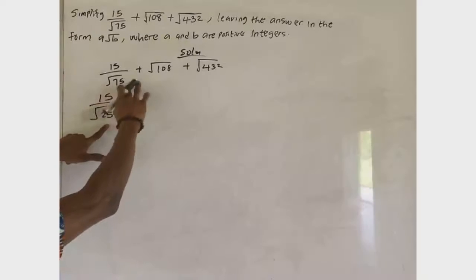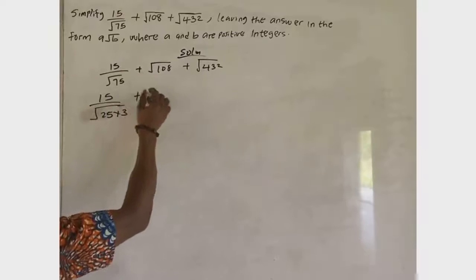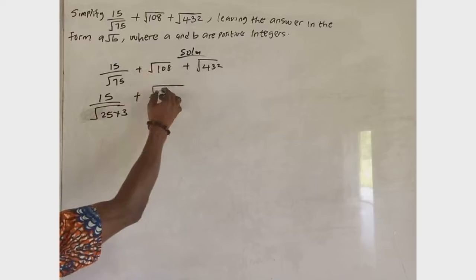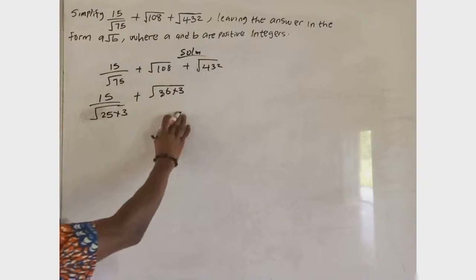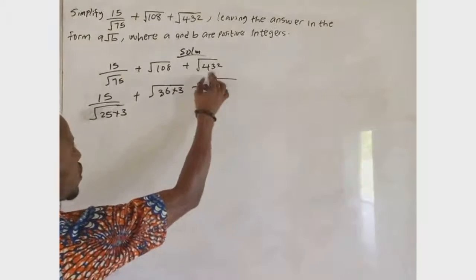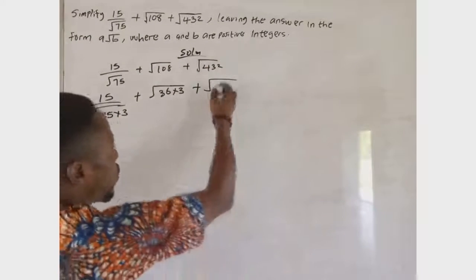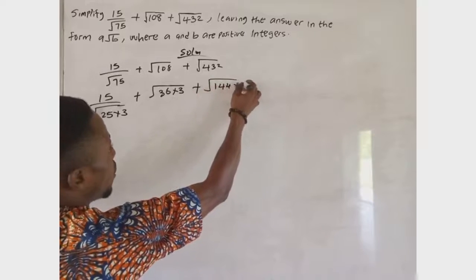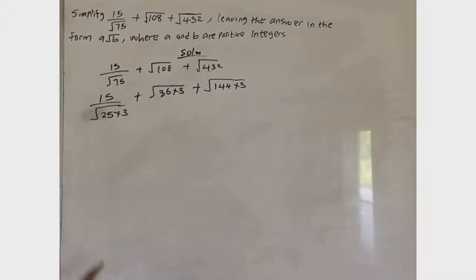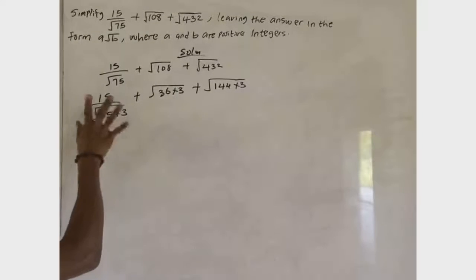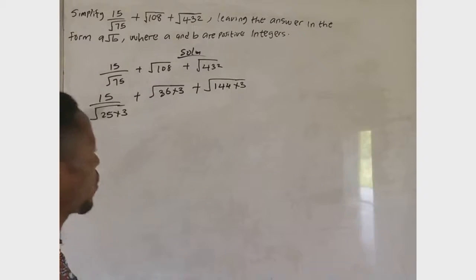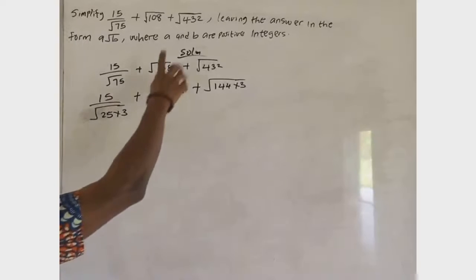3 times 25 gives 75. The same thing here: root of 36 times 3, and 3 times 36 gives 108, plus root of 144 times 3, and 144 multiplied by 3 gives 432. So we have expressed one part as a perfect square and the other as a non-perfect square.